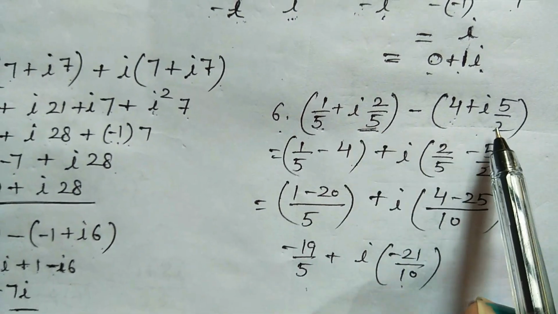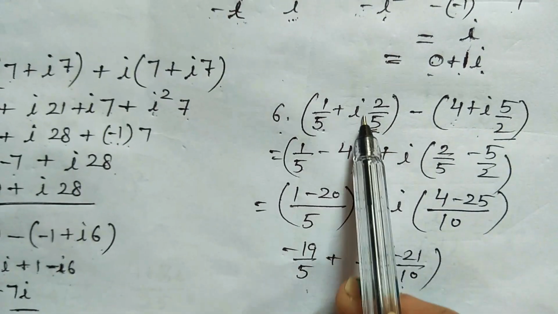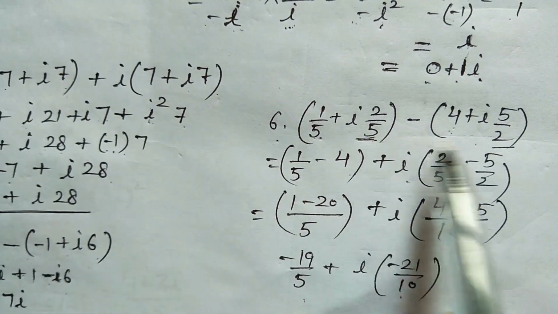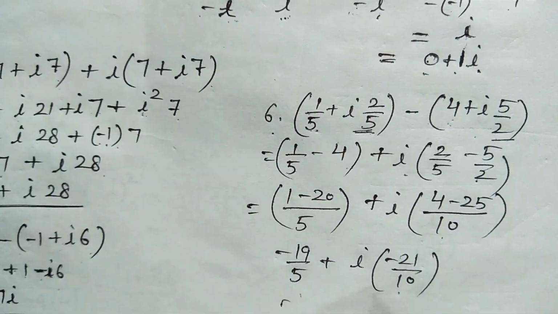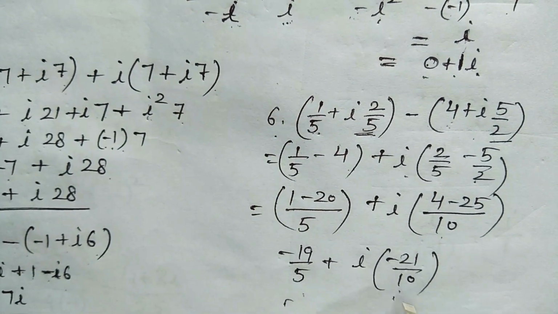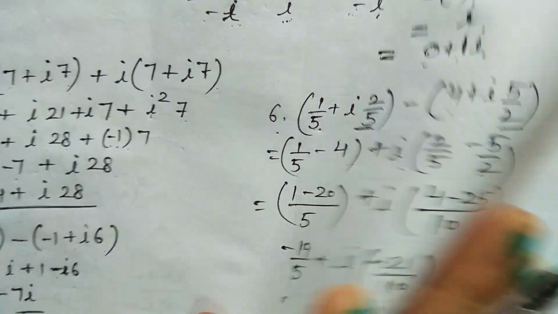And this is iota 2 by 5, this is iota 5 by 2. So we will take iota common from these. It is 2 by 5, it will be minus 5 by 2. So after solving, we will get minus 19 by 5 plus iota minus 21 by 10.